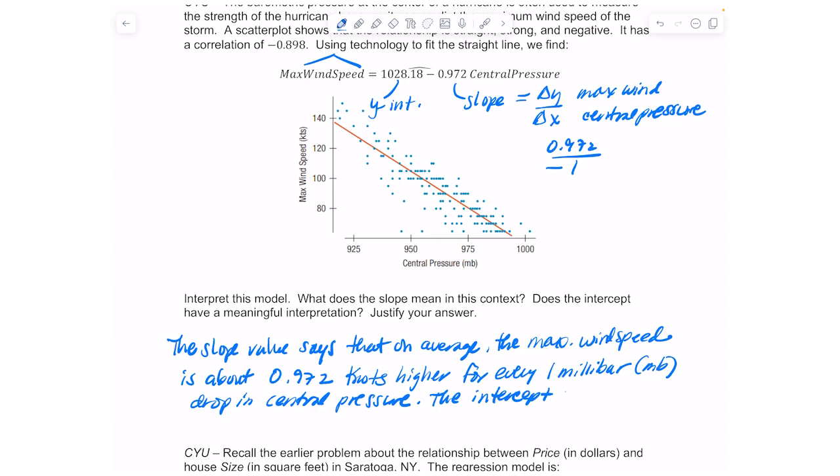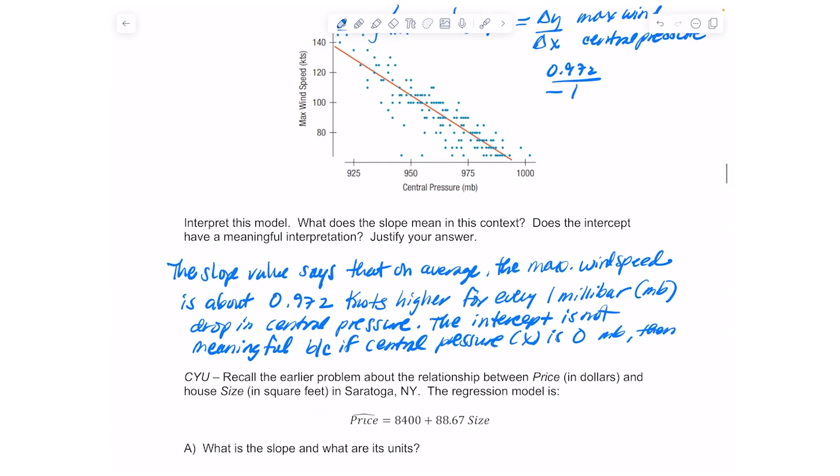it's basically just instead look at it as a starting point. So the intercept, if the central pressure was 0 millibars, which can't exist because it would be a vacuum, so therefore it's not meaningful. So the intercept is not meaningful because if central pressure, which again is x, is 0 millibars, then it would be a vacuum. Okay, it's just a starting point.